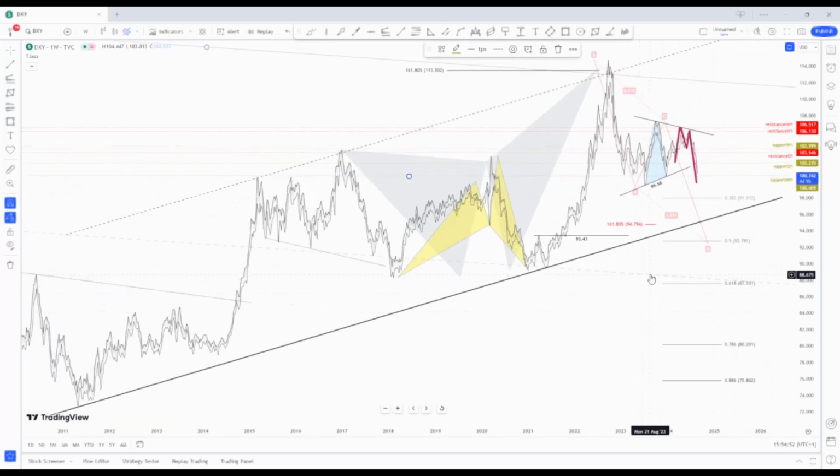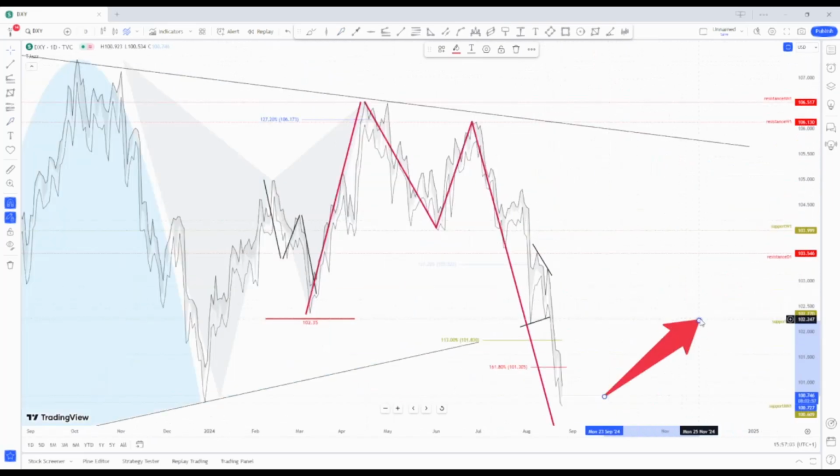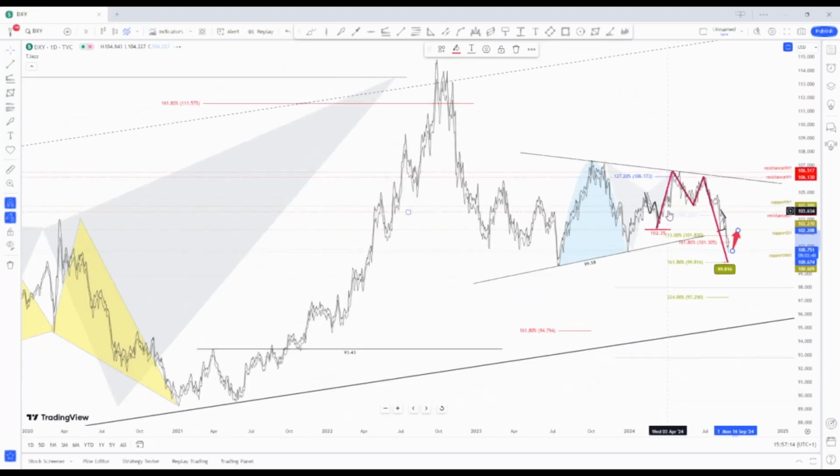Let's consider also the possible bounce for the Dixie from this price zone, eventually just towards the previous support level from, let's say, last week's support, 102.27. A small bounce towards these levels of support will not be a surprise for the Dixie, or eventually even a small period of consolidation before more downside momentum.